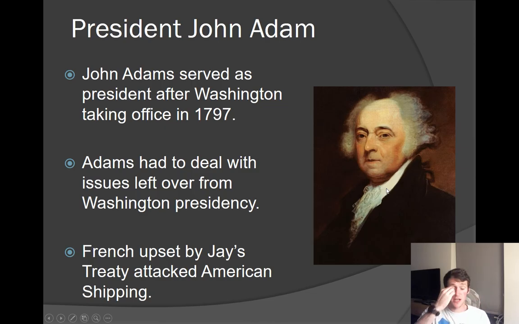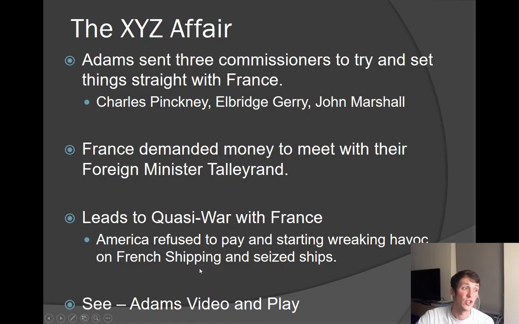So, John Adams is going to have to deal with some of the issues that were left over from the Washington presidency. The big thing is that when the Americans had signed what's known as Jay's Treaty with the British, the French, who had basically been saying, hey, we should go to war against the British and you should help us because we helped you during the American Revolution, are going to get upset. They're going to get really frustrated. And they're going to start attacking American shipping.